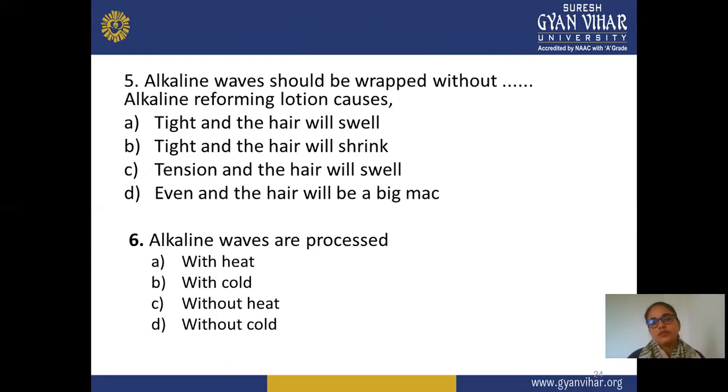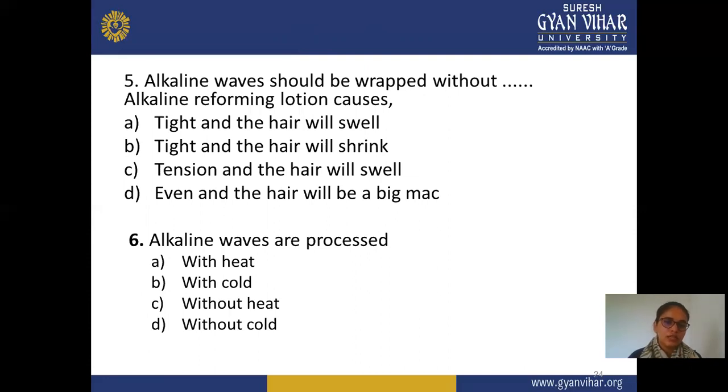In the fifth question, alkaline waves should be wrapped without tension, and alkaline reforming lotion should be applied. There are two blanks here. One is alkaline wave wrap without, and the second is alkaline reforming lotion pause. A is tight and hair will swell. B is tight and hair will shrink. C is tension and hair will swell. And D is even and hair will be big mat. So these are the four options. In this, there are two blanks, and the answer also has two parts. According to this, you can select which one is correct.